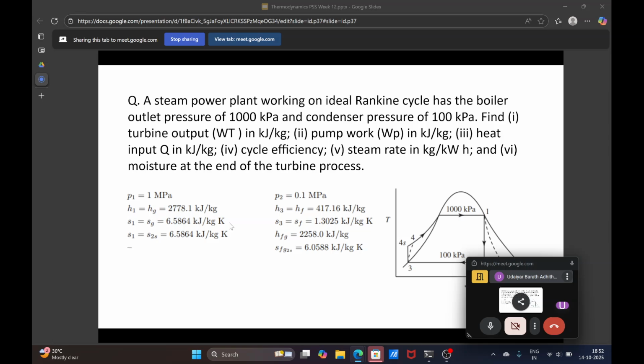Next, we see another Rankine cycle problem. A steam power plant working on an ideal Rankine cycle has a boiler outlet pressure of 1000 kilopascal and a condenser pressure of 100 kilopascal. Find: 1, turbine output; 2, pump work; 3, heat input; 4, cycle efficiency; 5, steam rate; and 6, moisture at the end of the turbine.